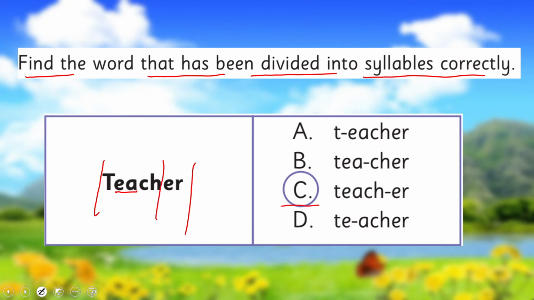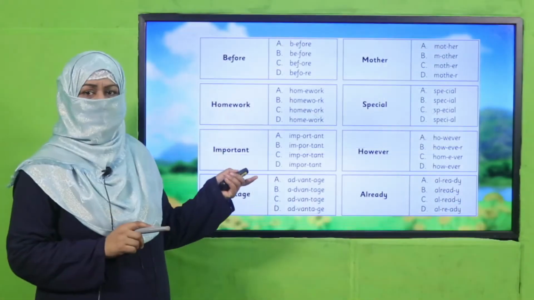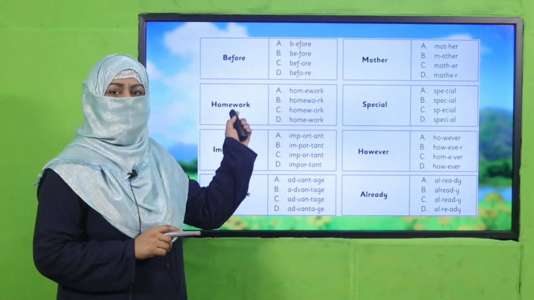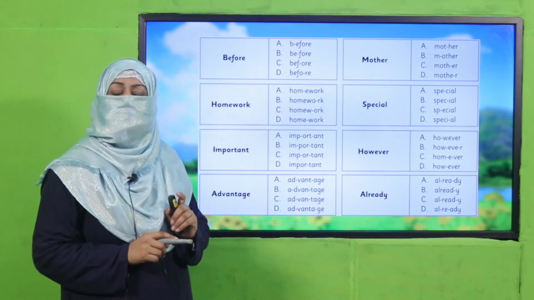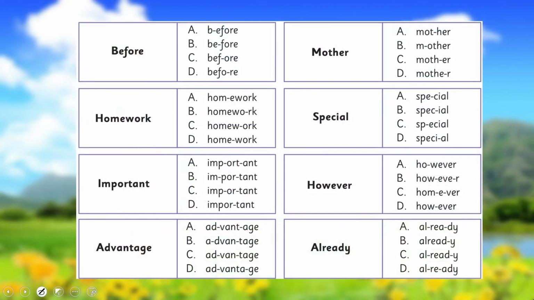So are you clear with the concept? Let's complete this activity in your book. Pause the video, make all the correct options, find out, and make syllables for all these words. Complete this exercise and then come back.